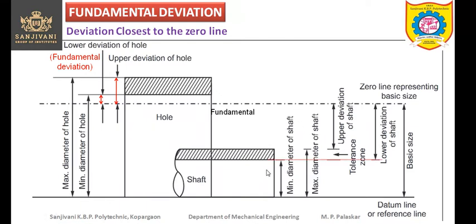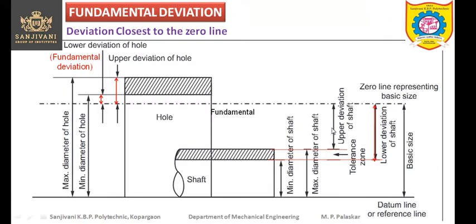Again, this is the lower deviation for the shaft. This is the tolerance zone. So this is the lower limit or minimum diameter. This difference from the zero line or the basic size gives you the lower deviation of the shaft. So this is the lower deviation of the shaft.